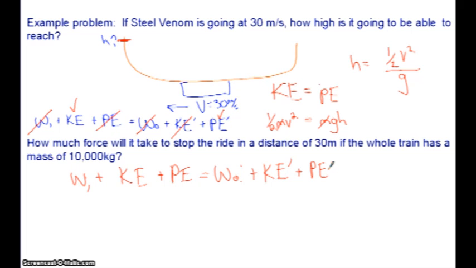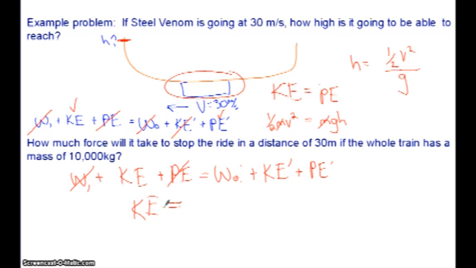So again, if we're stopping the ride, we're not putting any work in. When we stop Steel Venom, it's on that low part, so it has no potential energy, but it is moving, and we'll assume it's moving at that same 30 meters per second. So it still has kinetic energy to start with.